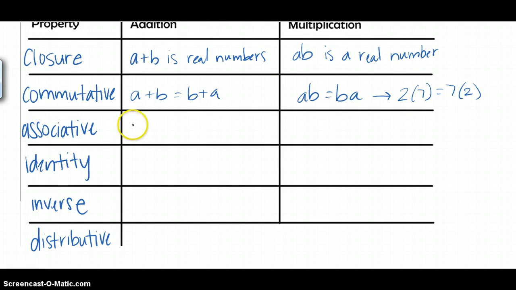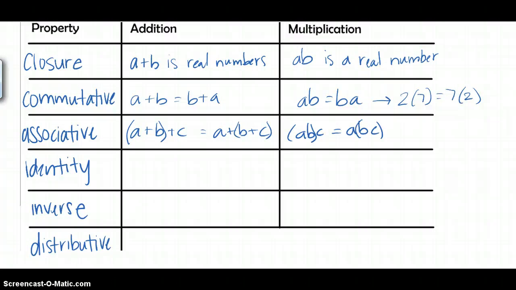The associative property basically says you can move your parentheses. You can move which ones you add first. So on this side, if I have the parentheses around A plus B, if I move them to B plus C, I'm going to get the same answer either way. It doesn't matter. Same with multiplication. If I have A times B times C on both sides, on this side I have parentheses on A and B, over here on B and C, I'm going to get the same answer.